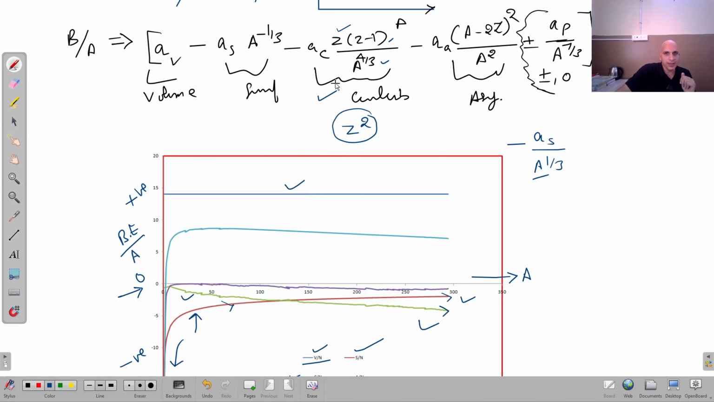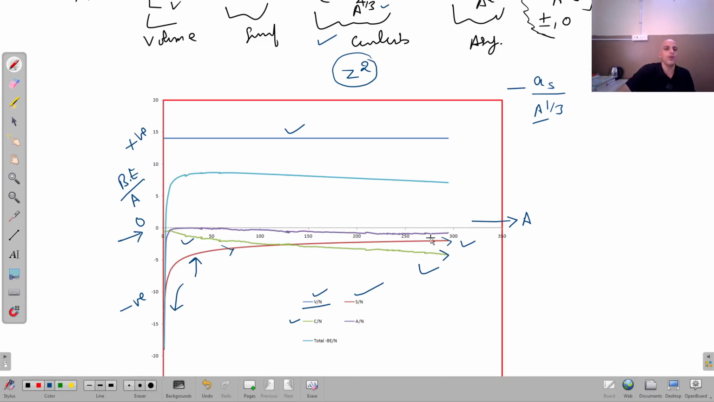So as the value of A increases, this term will increase, right? Or we can say this entire term will increase in the negative direction slowly. So you can see here, I explained it. This is the term that I am talking about, the greenish one, right? This is increasing in the negative direction. This is the Coulomb energy term, right?